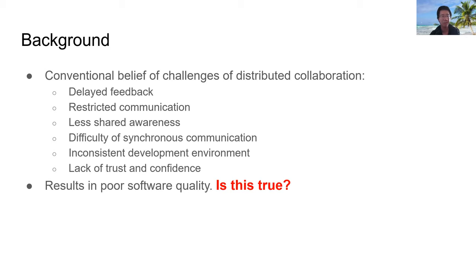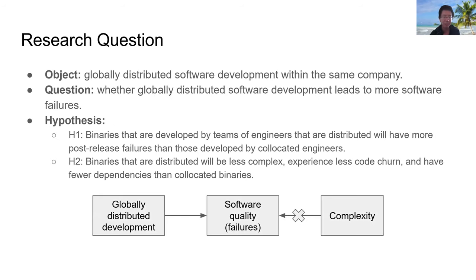So this paper wants to study whether this is true or not. To be more specific, their object is globally distributed software development within the same company, because distributed collaboration has different meanings under different contexts. So they restrict the research object to globally distributed software development within the same company. And their research question is to decide whether globally distributed software development leads to more software failures. In this context, they measure software quality only by failures. And they have two hypotheses, and also they want to introduce the complexity here. I will explain it later.